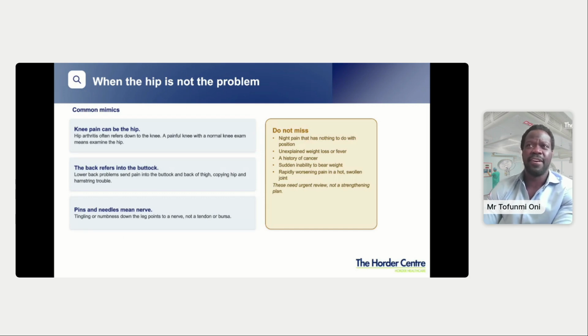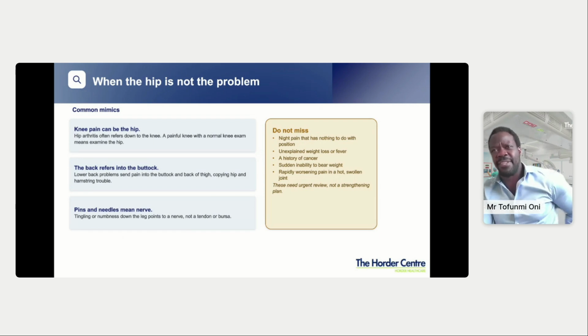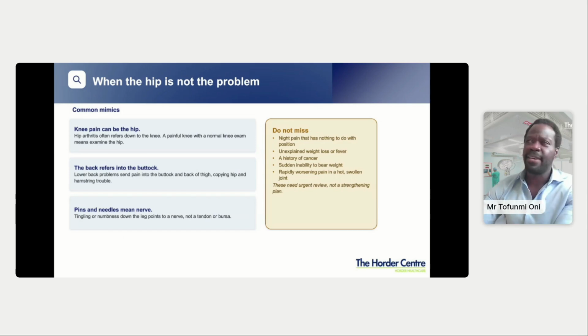So for instance, a lot of the time, patients with hip pain or hip pathology can present with knee pain, and that's because the nerves that pass the hip carry the pain sensation down. Sometimes it's nerve pain from the back, and sometimes it's referred from the buttock area, where it can actually be more hamstring trouble. So there are a lot of mimics, but these are, we'll say, more anatomically focused, rather than things we see all the time, I would say.